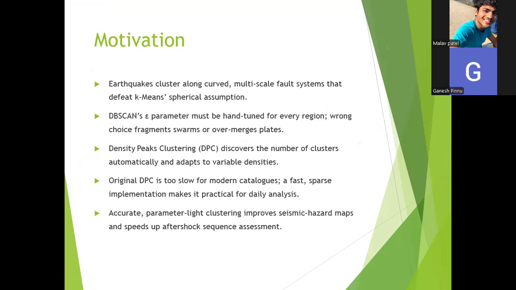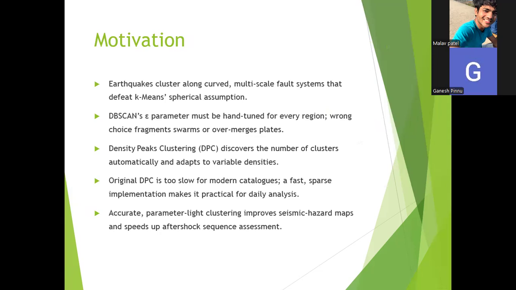Let's start with why we chose this topic. Earthquakes usually occur in patterns. They form along curved, multi-scale fault lines. But traditional clustering algorithms like k-means assume clusters are circular or evenly spaced, which is not true for real earthquake data. DBSCAN is more flexible, but you need to manually set the distance threshold called epsilon, and that doesn't work well everywhere.